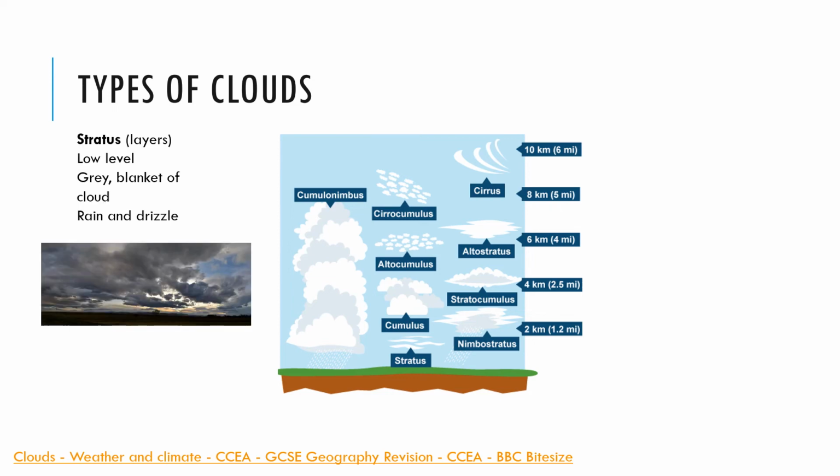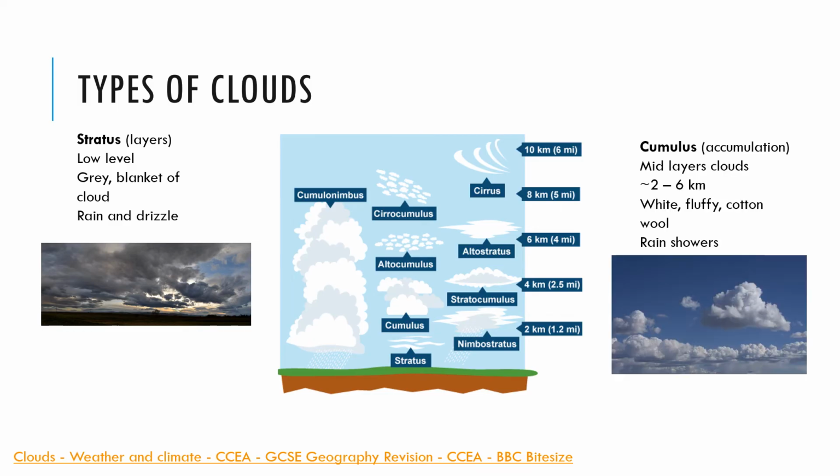Other types of clouds that you're expected to know are stratus. They are low level, so they're formed at the lowest level. They tend to be a grey blanket of cloud that bring rain and drizzle. And you've got cumulus clouds, they're sort of mid-layer clouds between 2 to 6 kilometers. And we can describe these as white, fluffy cotton wool, and they can bring rain showers. So these are the 4 main types of clouds. Please do make sure that you know what they are and you have their key characteristics written down.